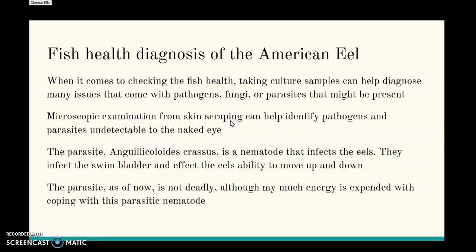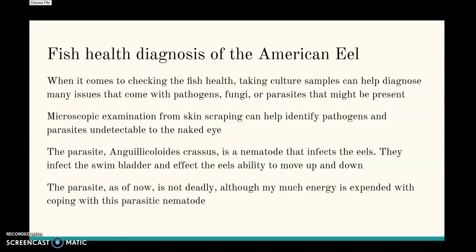Now, if we were going to diagnose the American eel, one of the first things to do is to take culture samples. Any culture samples of the dorsal fin, little clips here and there. You can do skin scraping. There's many other ways that you can get some cultures and look at them under the microscope for examination. The microscope examination can give you the best idea of what is really going on that we cannot see with the naked eye.